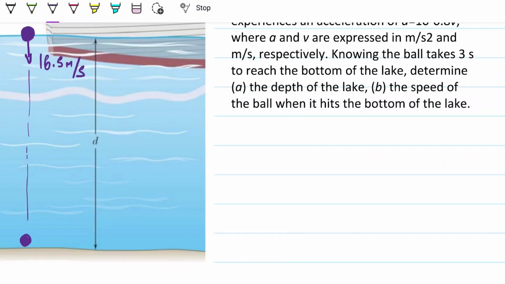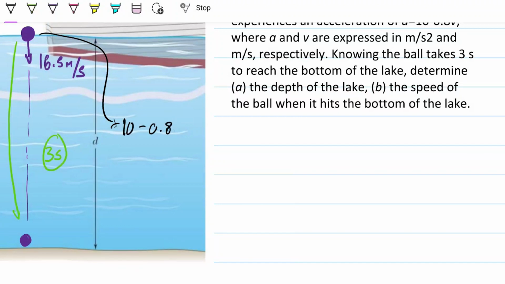Well, we know two things. We know that it takes exactly 3 seconds from leaving the surface of the water to reach the bottom of the lake. And we also know this ball is subject to an acceleration that respects the equation 10 minus 0.8v, right? Note what this is telling us, because 10 is approximately the acceleration of gravity. And then we have something that is countering gravity, let's put it that way. So buoyancy force is acting. The buoyancy forces are increasing as the velocity is increasing, all right?